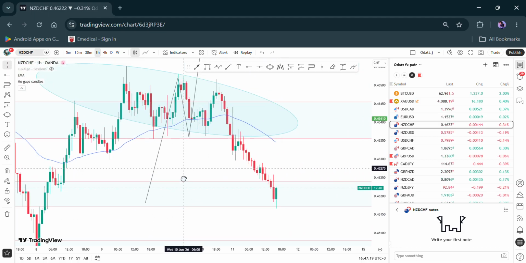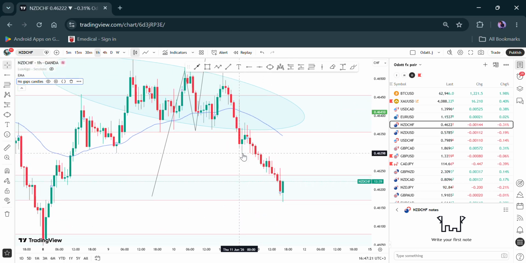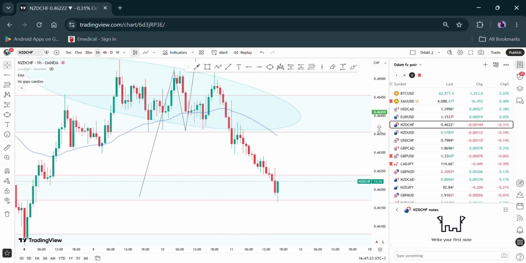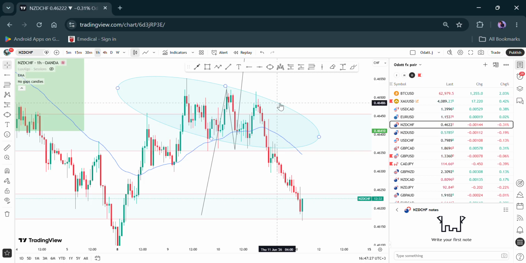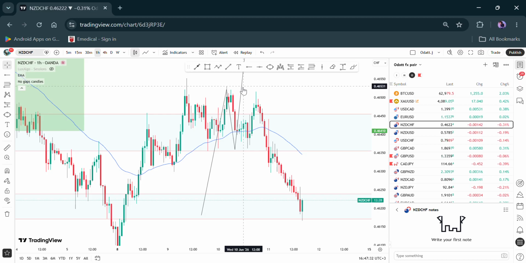Okay, so let's come here. So we break. This could have been a very clear trade, but I didn't manage to capture it. But you guys can see the logic behind it, for those people who watch my videos.